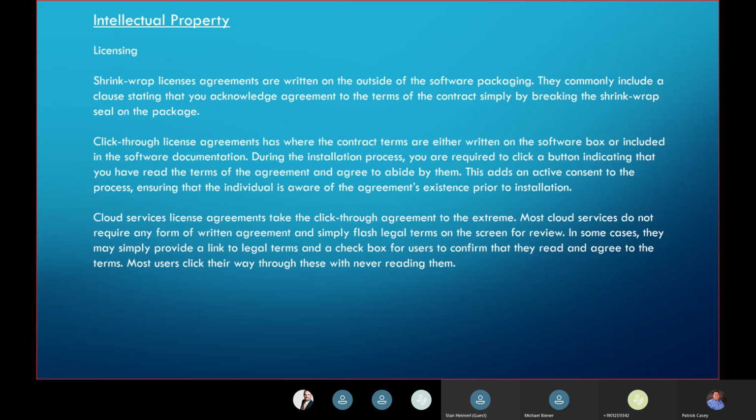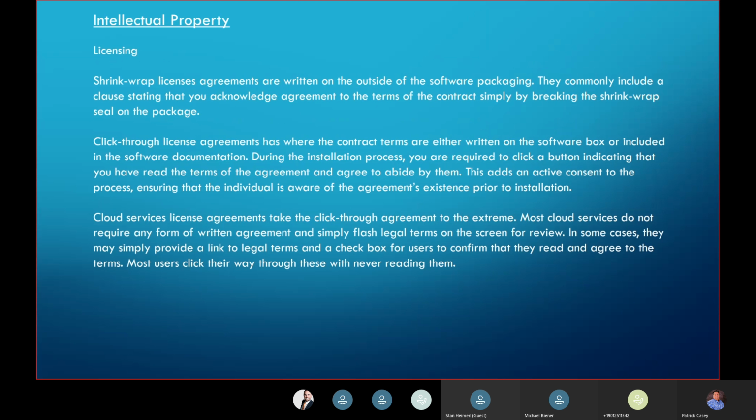Click-through license agreements have contract terms either written on the software box or included in the software documentation. During the installation process, you are required to click on a button indicating that you have read the terms of the agreement and agree to abide by them. This adds an active consent to the process, ensuring that the individual is aware of the agreement's existence prior to installation. All right, we've seen this countless times in what we do, right?